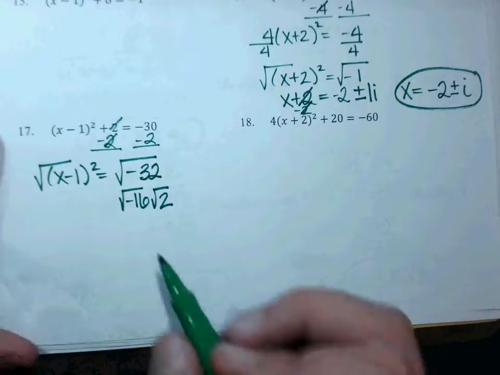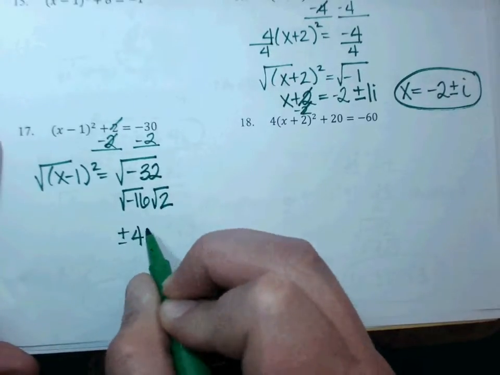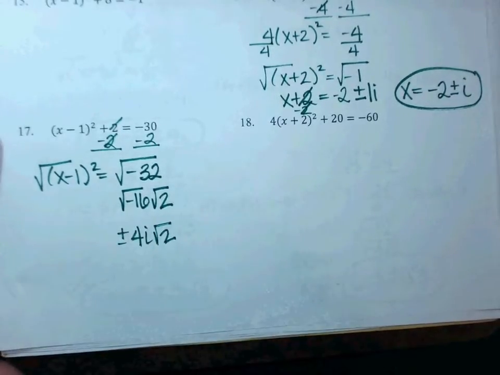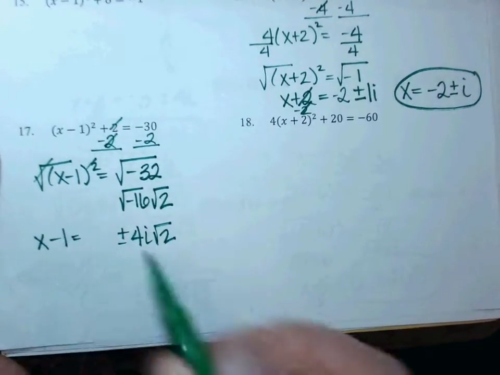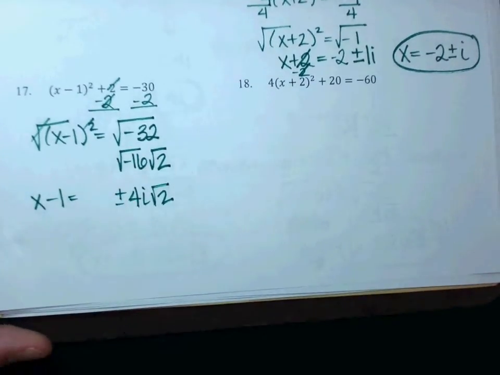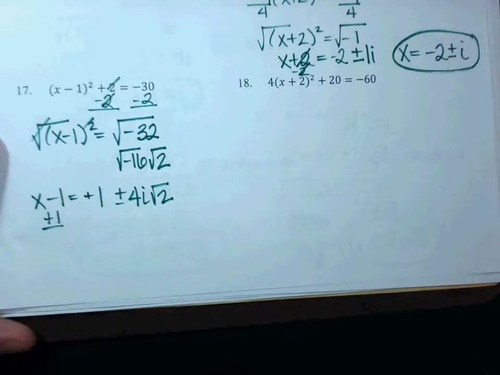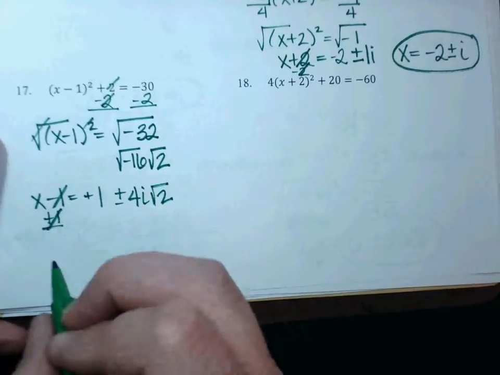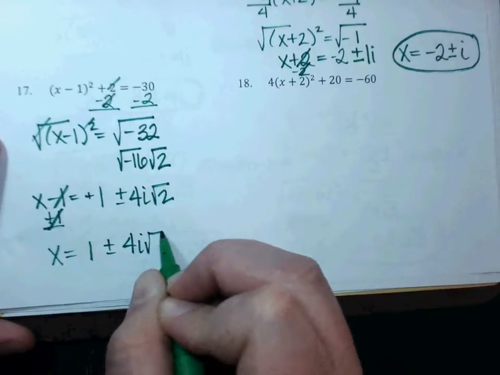Okay, what's the square root of negative 16? 4. Plus or minus 4i. Root 2 has to stay left over. Then right here, these guys cross out, so I have x minus 1 equals. Last step, how do I get rid of the minus 1? Plus 1, plus 1. These guys cross out. You have x equals 1 plus or minus 4i root 2.